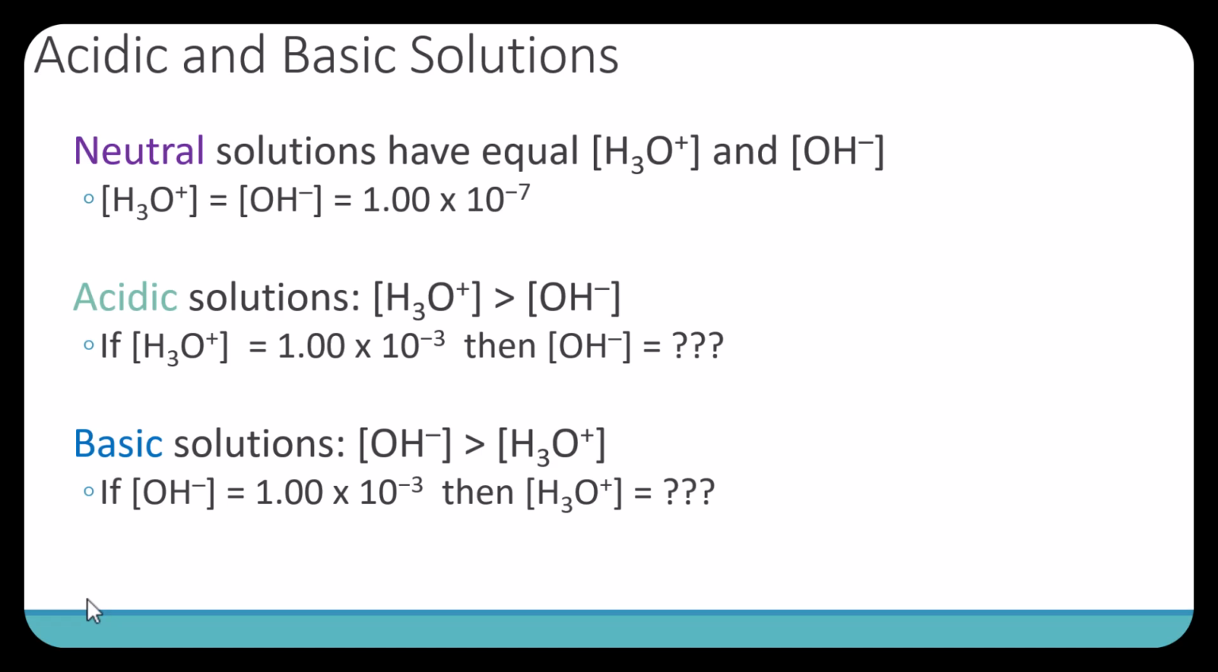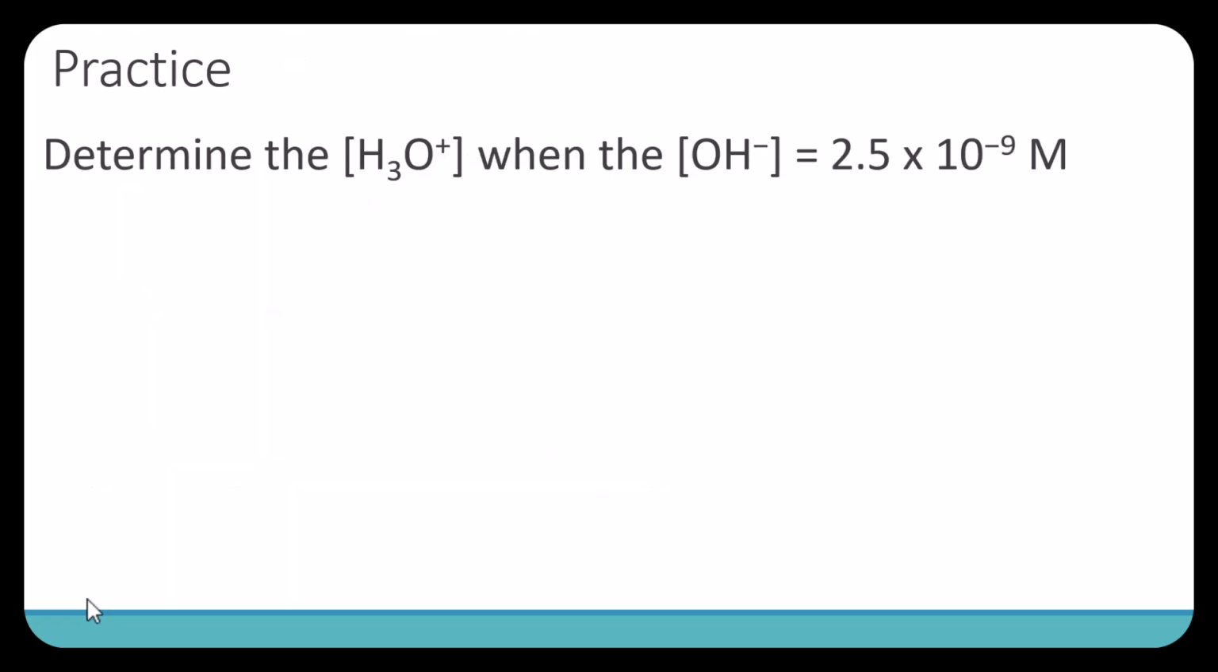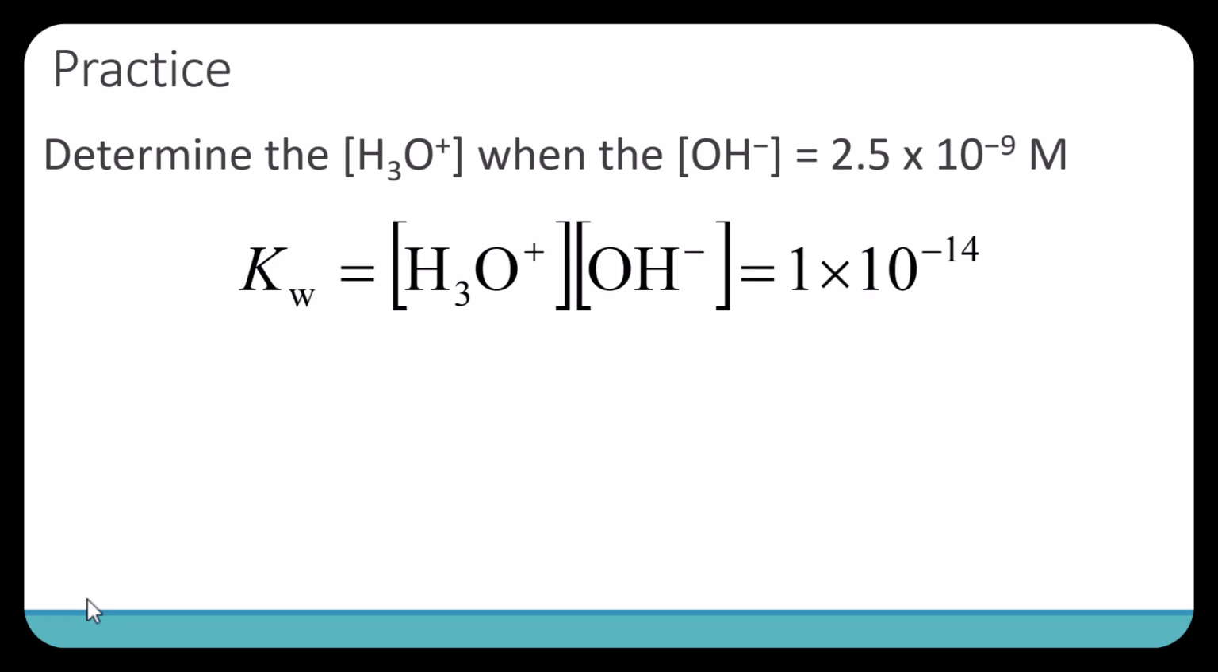Okay. So let's take a look at an example. Determine the hydronium concentration when the hydroxide concentration is 2.5 times 10 to the negative 9th. And then for funsies, let's try to decide if this is acidic or basic. And then here's that formula that you would be given anyway. So go ahead and pause the video, see if you can solve this, and then I'll catch up to you on the other side.